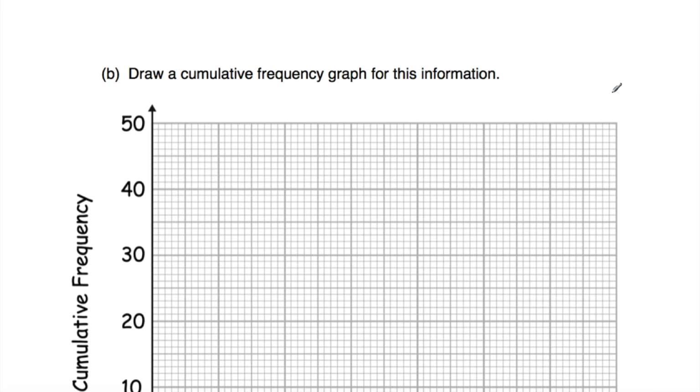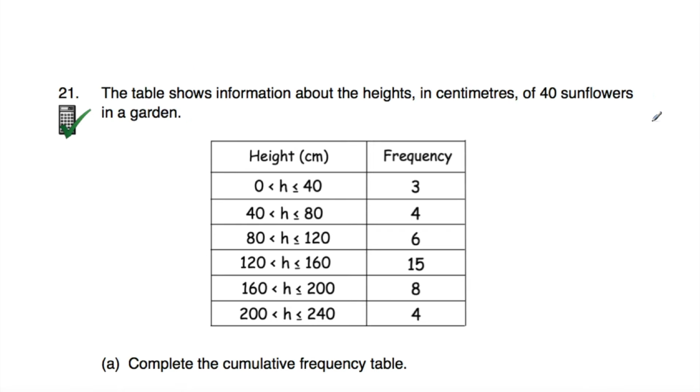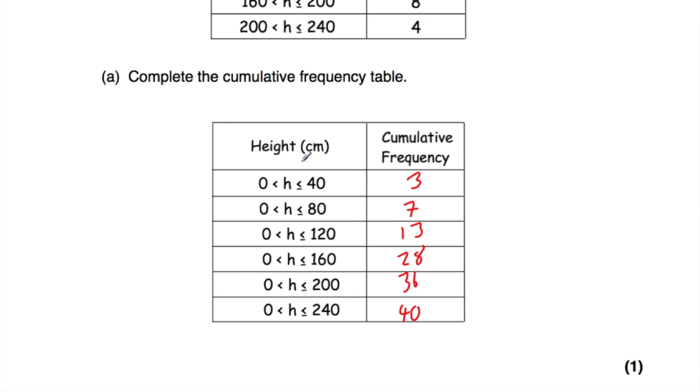Okay, then if we carry on, part B says draw the cumulative frequency graph for this information. So we need to plot these at the end of the category. So we're going to go 40 across, 3 up, 80 across, 7 up, 120 across, 13 up, 160 across, 28 up, 200 across and 36 up, and 240 across and 40 up. And I'm going to plot all of those now.